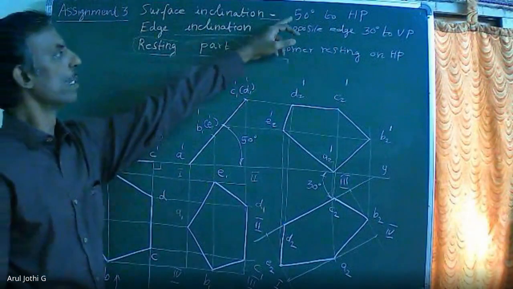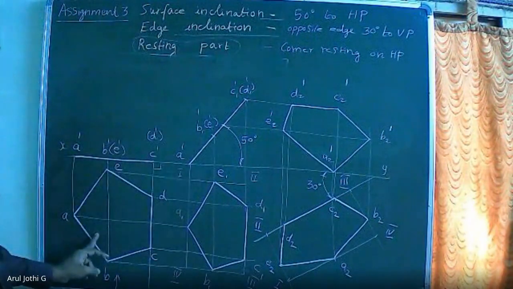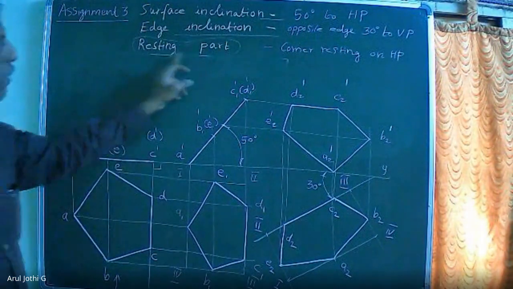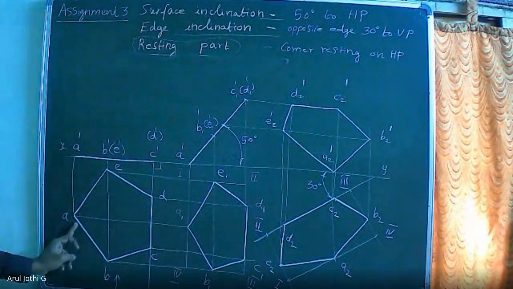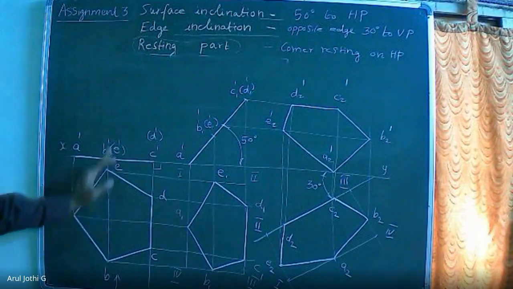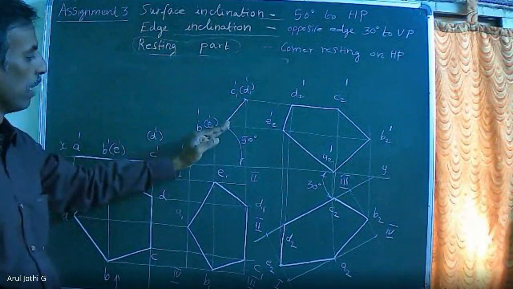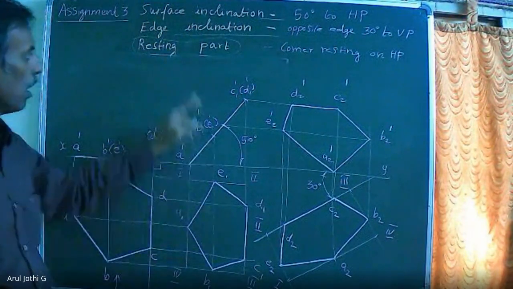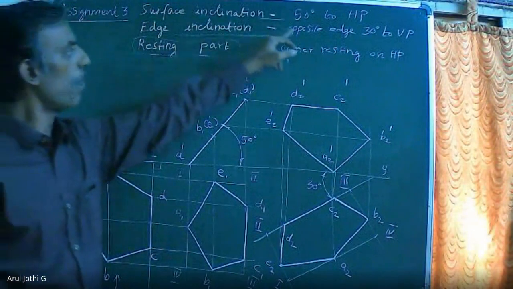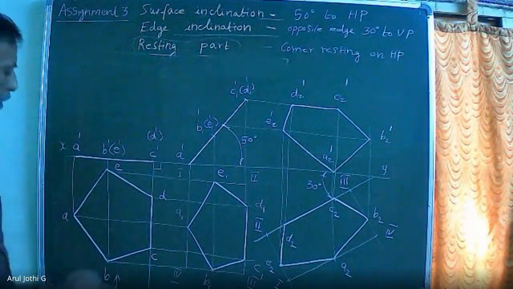The surface of the plane is inclined to HP. You have to start the diagram with the top view. Resting part is one of the corner resting on HP. So keep one corner at the left side of the top view. Draw the top view and front view. In the second diagram, plane inclination 50 degree with the HP is available. Draw the apparent top view. Now, the opposite edge to the resting corner is inclined 30 degree to VP.